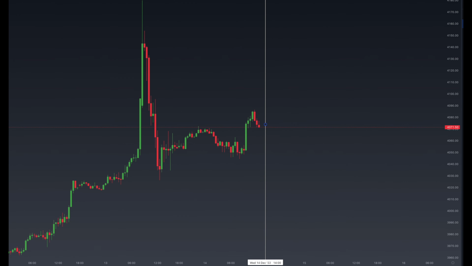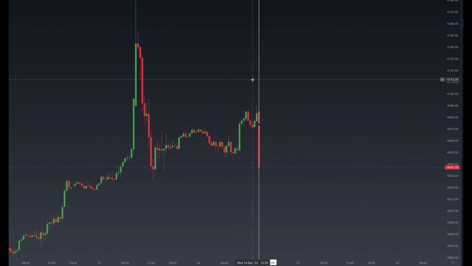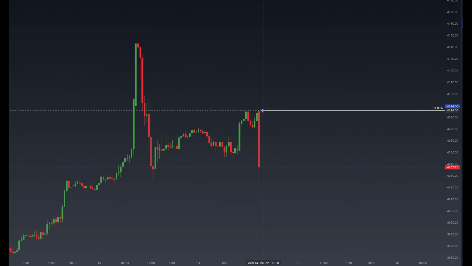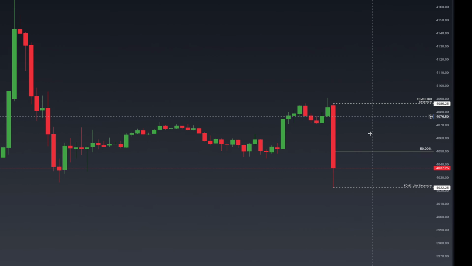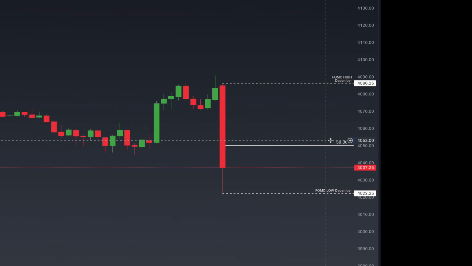Now here's the strategy. We've now reached FOMC. There's the release. I'm going to delete this off now as it's in the way. And there's your FOMC candle. Now you're going to mark the high and low of this 30-minute candle, and using a Fibonacci retracement tool, you're going to go ahead and locate the 50% mark of that candle. It'll look like this. You have your FOMC high, your FOMC low, and then you have your 50% mark.